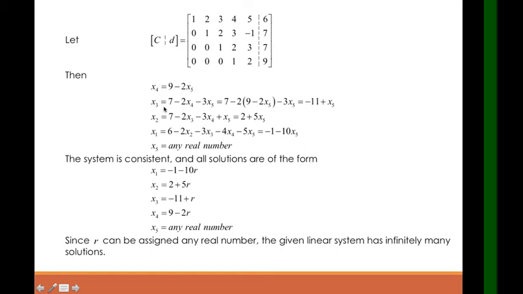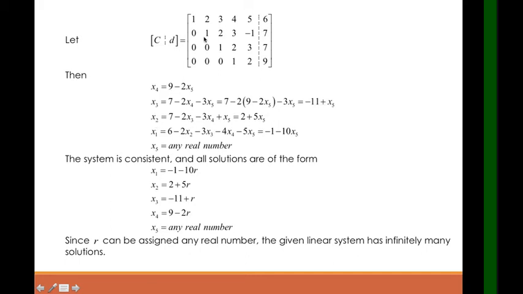For x sub 3, we have this one. So x sub 3, nasan ba? Ito. X sub 3, x sub 4, x sub 5, and 7. Then lipat mo yung 2 and 3, becomes negative 2 and negative 3. The value of x sub 4 is 9 minus 2 x sub 5. Ito yan. And then compute. Pag kinompute mo yan, makukuha mo negative 11 plus x sub 5.